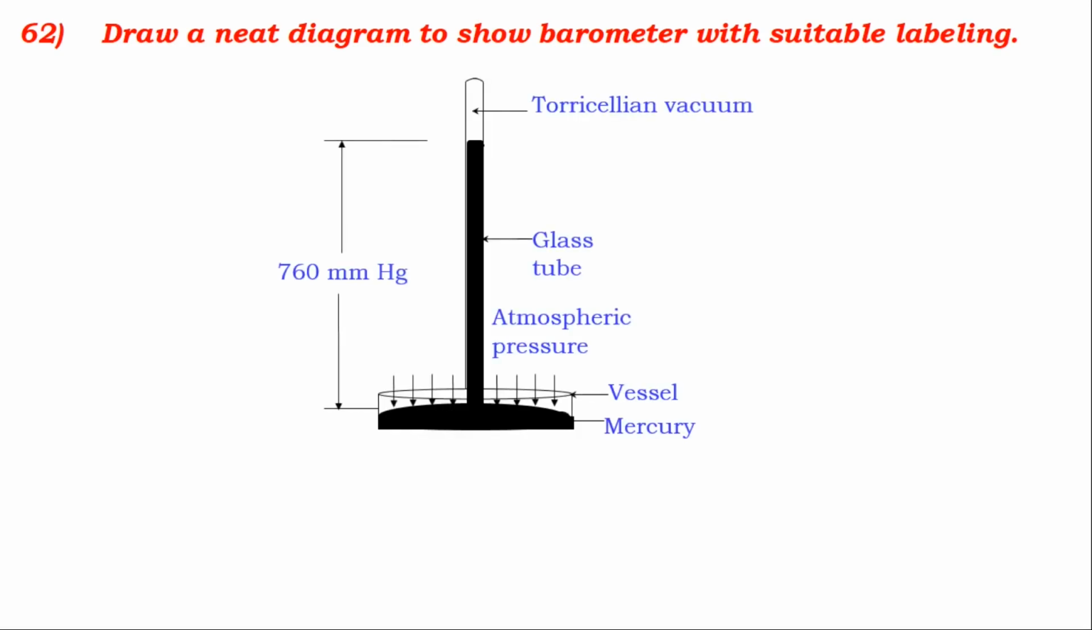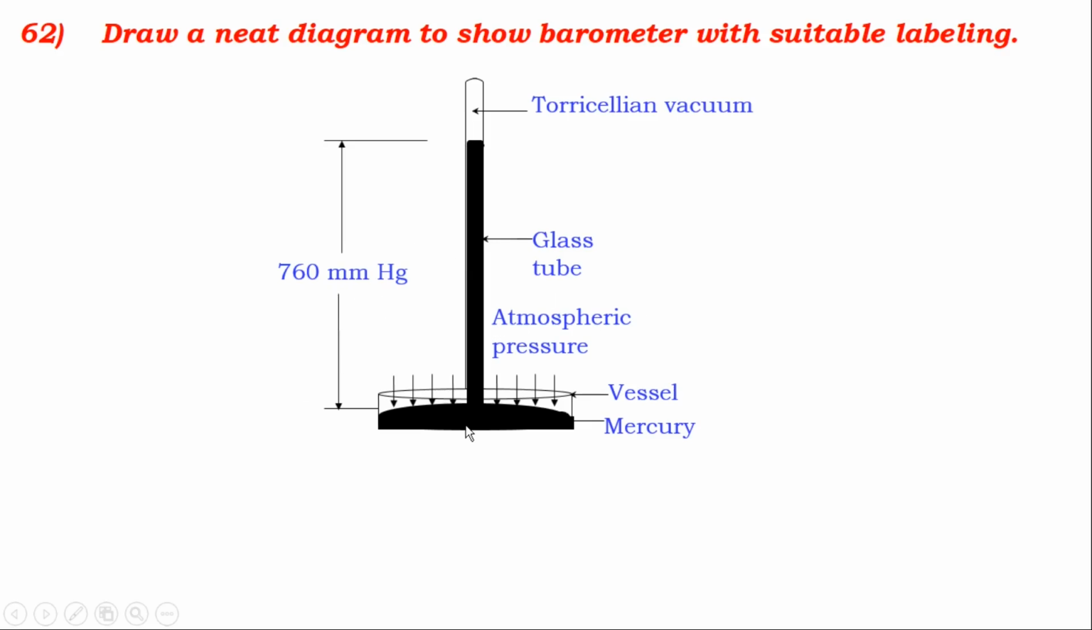This is the diagram. This diagram consists of a long glass tube which was previously completely filled with mercury, and after closing its mouth it is quickly inverted into the vessel which contains mercury. A little space is left at the top. This space is called torricellian vacuum. These are the labeling. And we'll get height of mercury 760 millimeter, and this is the case of sea level.